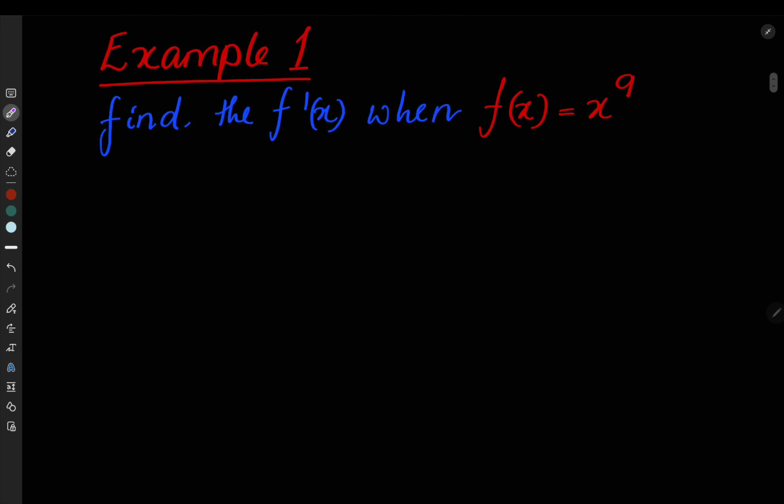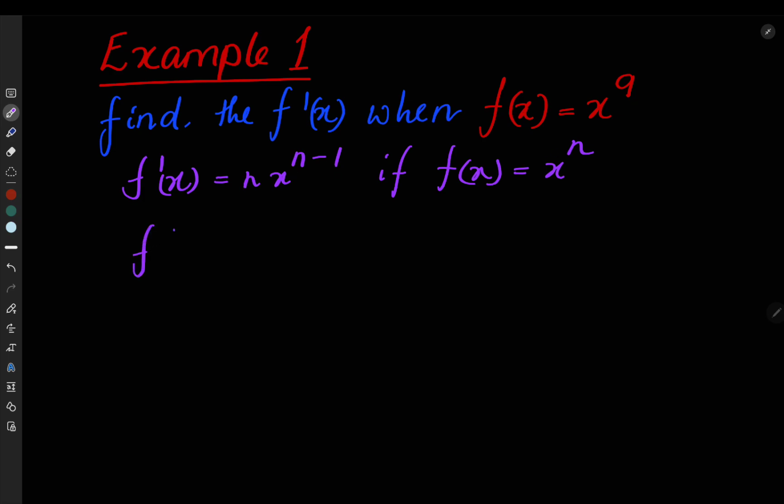Now, in this example, we are asked to determine the first derivative when f of x is equal to x to the power 9. Now, remember, the first derivative of x is equal to n x to the power of n minus 1 if f of x is equal to x to the power n. So the first derivative is just bringing down n, then we minus 1 on the power. So in this case, we just bring down the 9 and then we minus 1 here. So that will be 9x to the power of 8. And that's your first derivative.